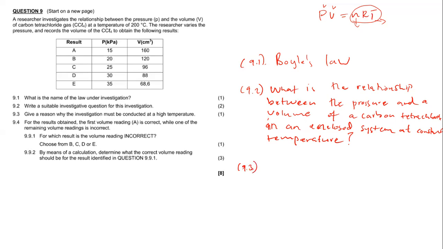Now we move to question number 9.3. It says to us, give the reason why the investigation must be conducted at high temperature. And this is a trick question. I love it. Give a reason why the investigation must be conducted at a high temperature.